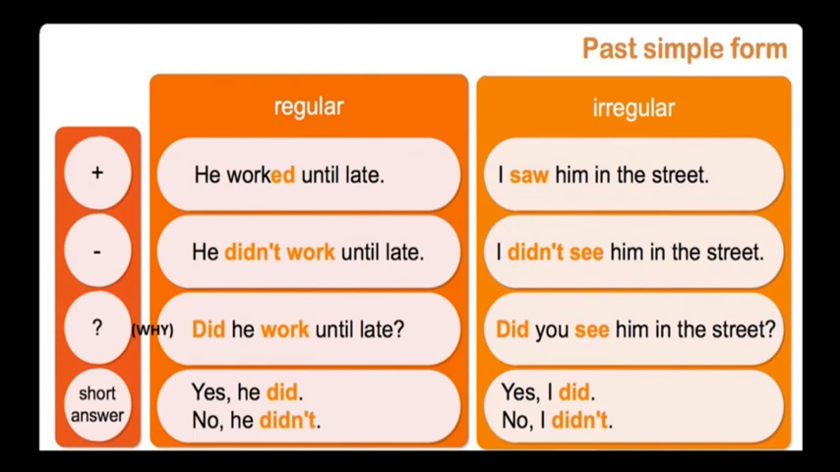He worked until late. This is an example of regular verb. I saw him in the street. This is an example of past simple form of an irregular verb. How do we get negative sentence? We need did plus not plus bare infinitive. And the short form of did not is didn't.